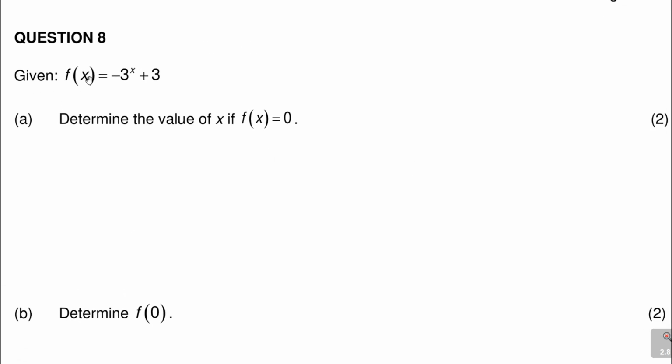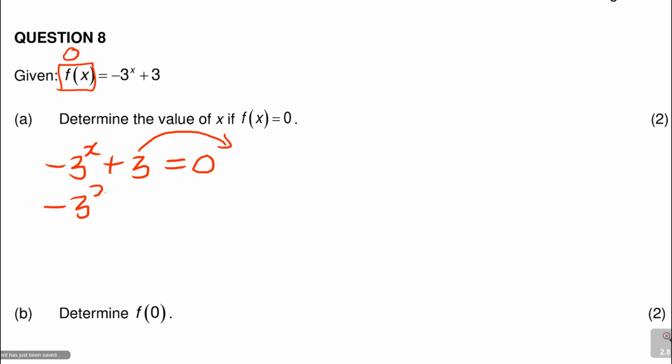Question 8 says, given this, determine the value of x if f of x is equal to 0. Now, we want the value of x if f of x is equal to 0. So here, this is equal to 0. So what do you have? Minus 3 to the exponent x plus 3 is equal to 0. Then you take this to the other side. So it's minus 3 to the exponent x is equal to minus 3.